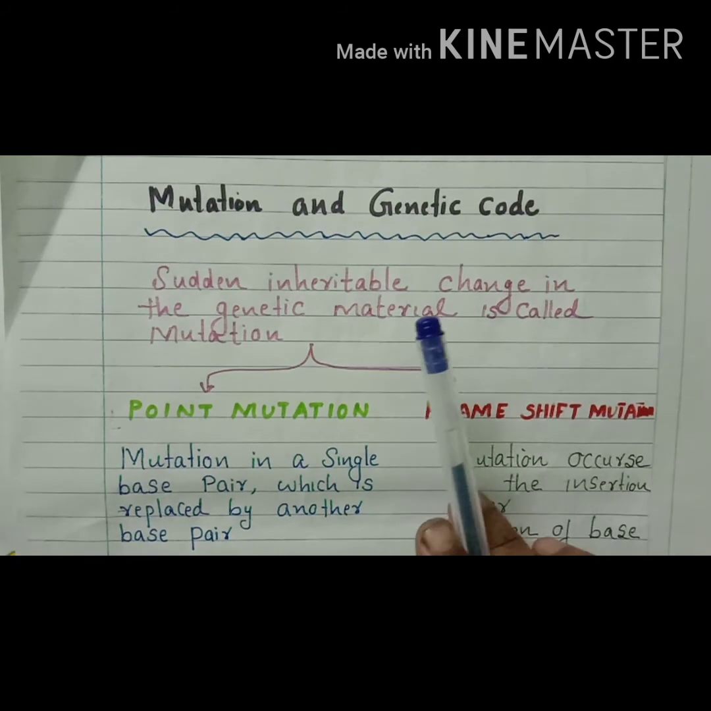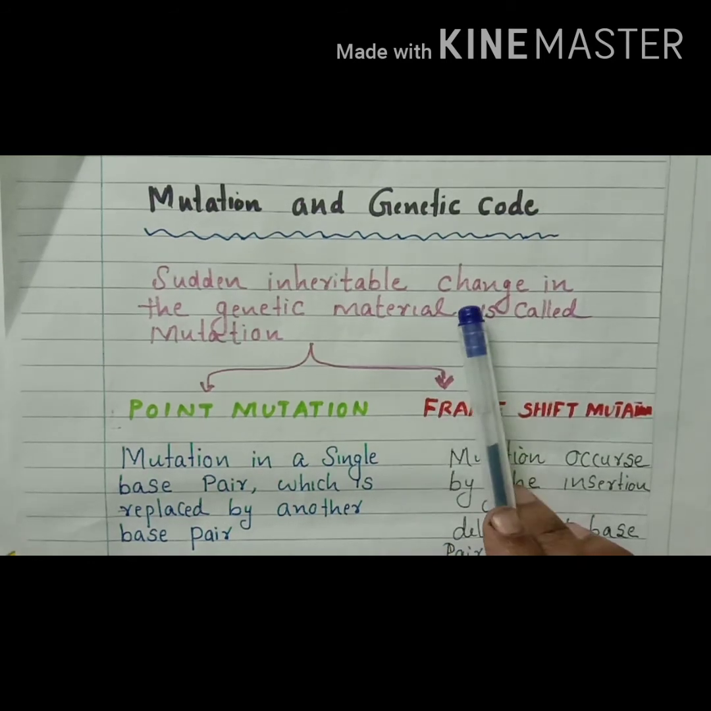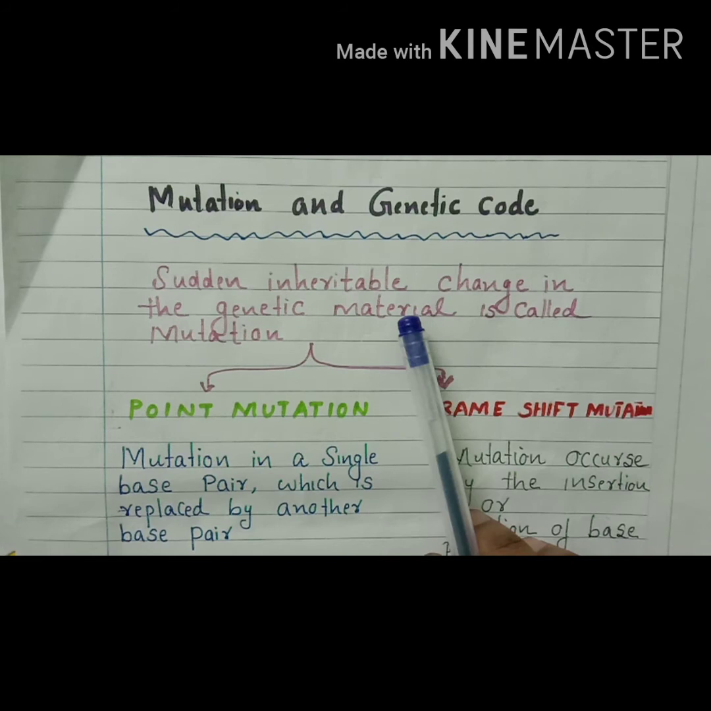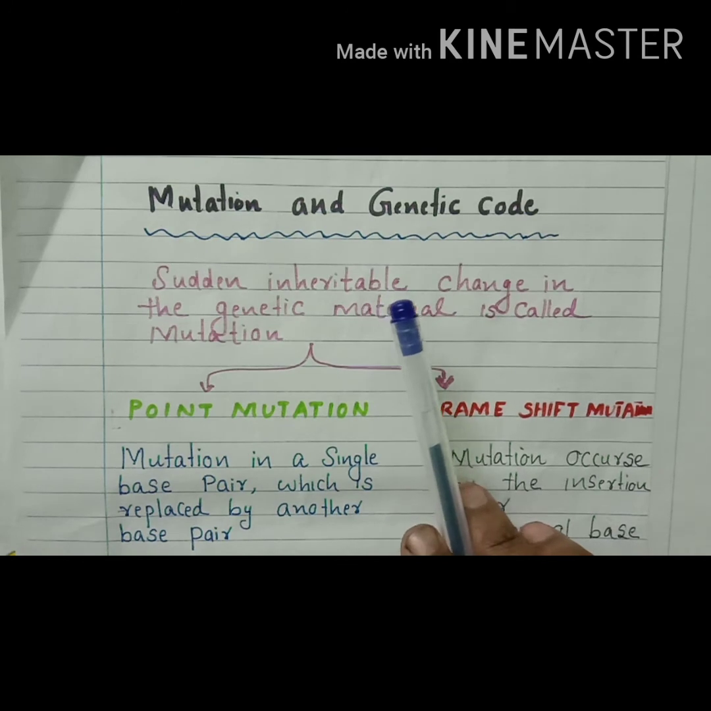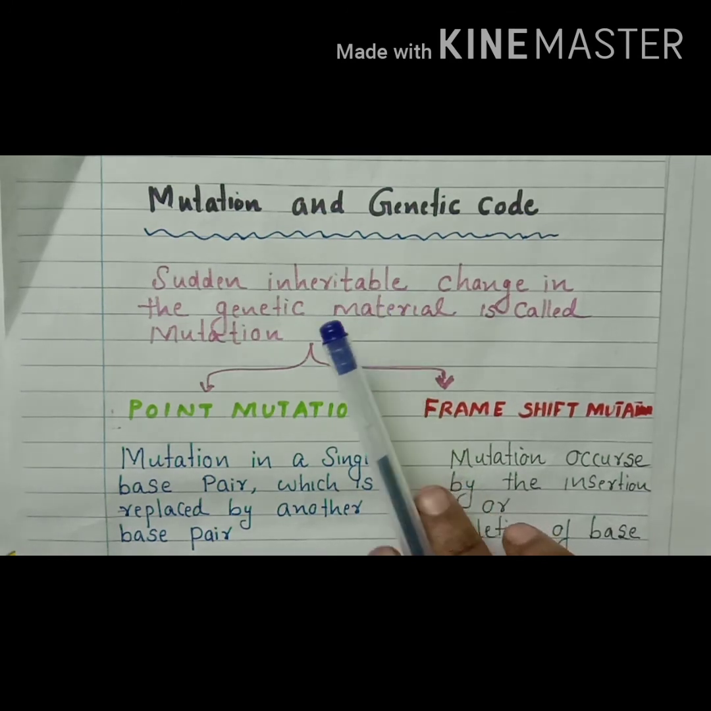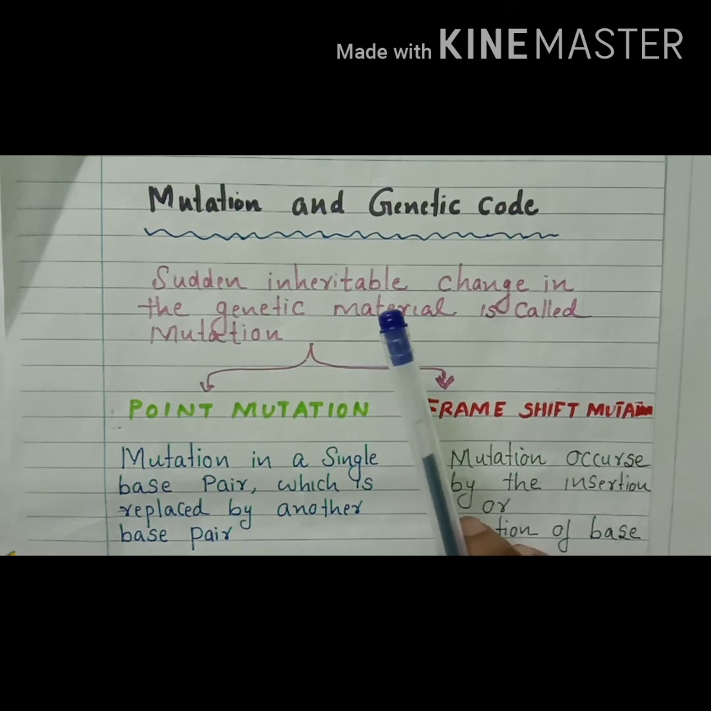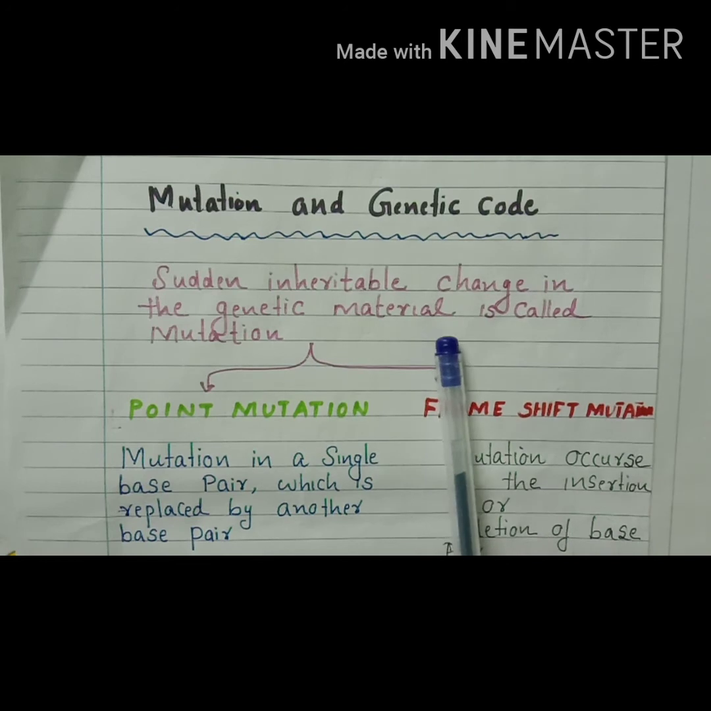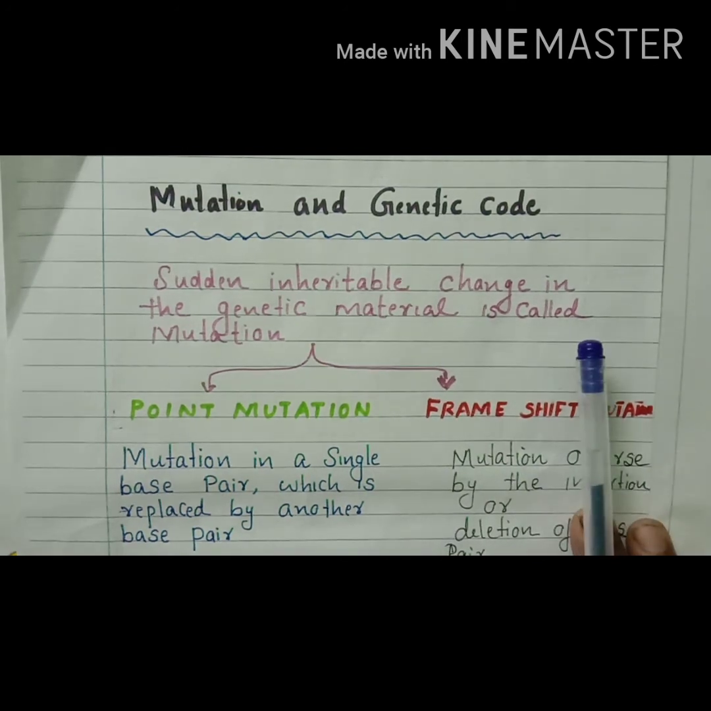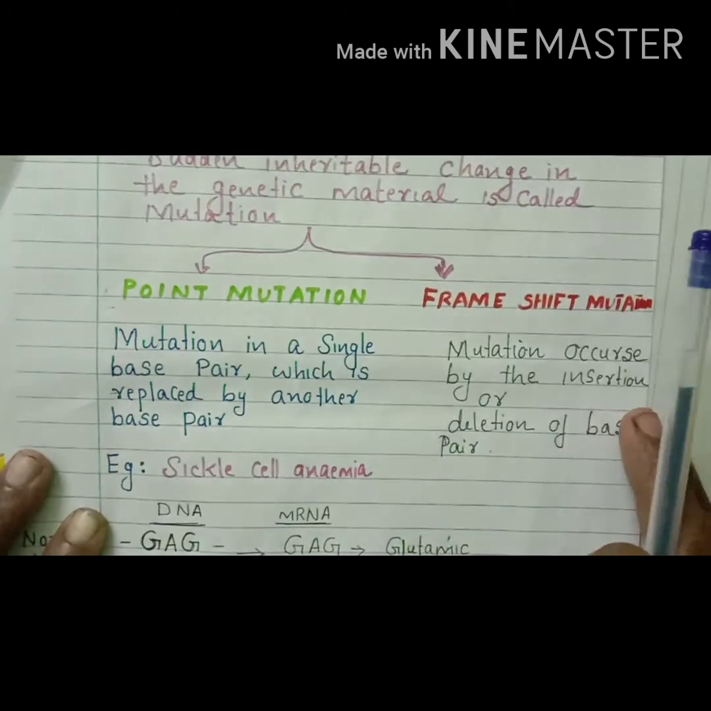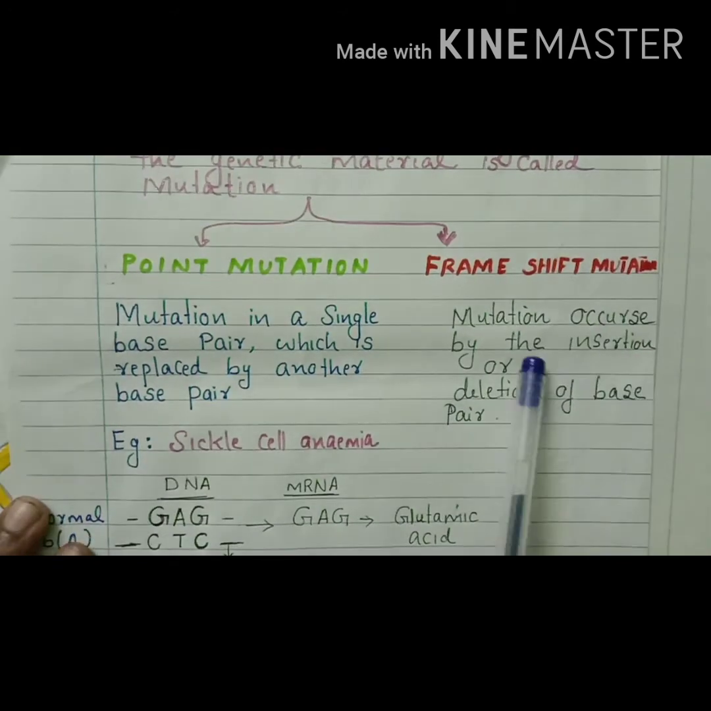Mutation is the sudden inheritable change that occurs in the genetic material, that is, in DNA or RNA. These changes pass from one generation to another, which is called inheritable. So the inheritable change that occurs in DNA or RNA is called a mutation, and it is of two types: point mutation and frame shift mutation.